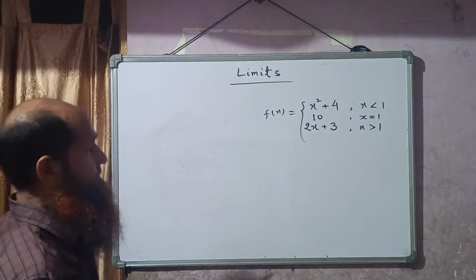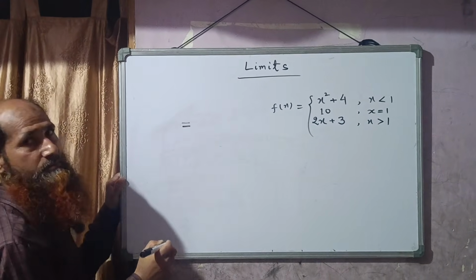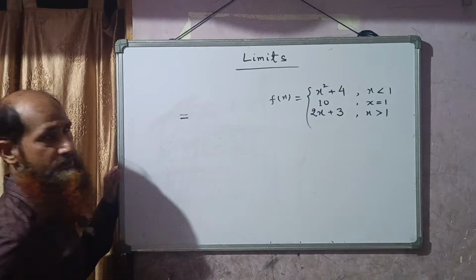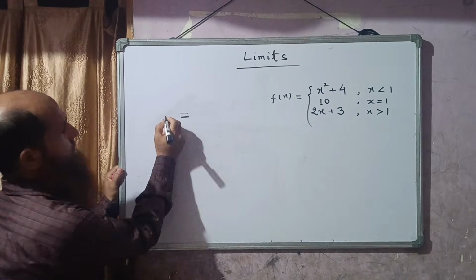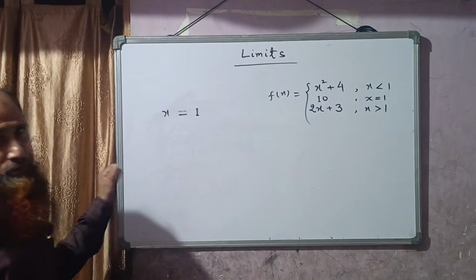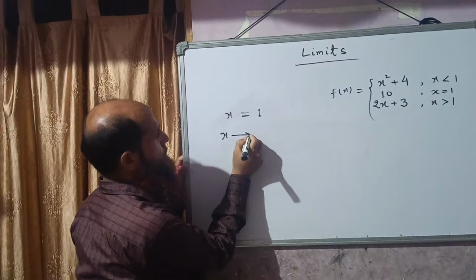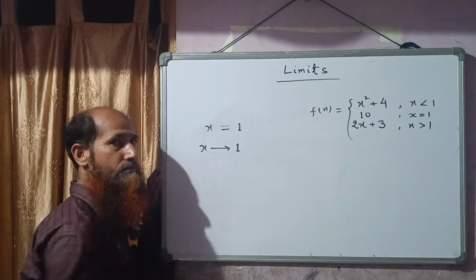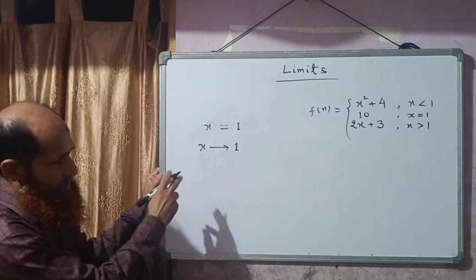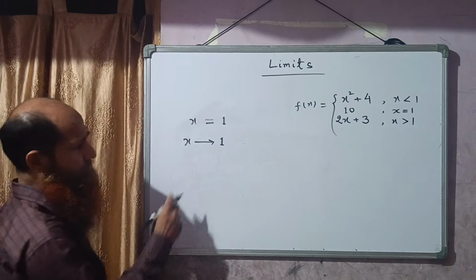Okay. First of all, let us discuss some basic terms. This sign we understand, equality. Say x is equal to 1. So when x is exactly equal to 1, we write like this. Now x arrow 1, what we mean by this symbol? We read this as x approaches 1, x tends to 1. What do we mean by this?